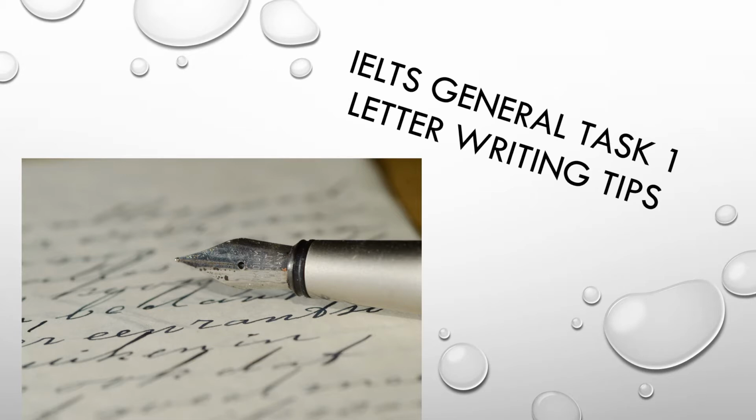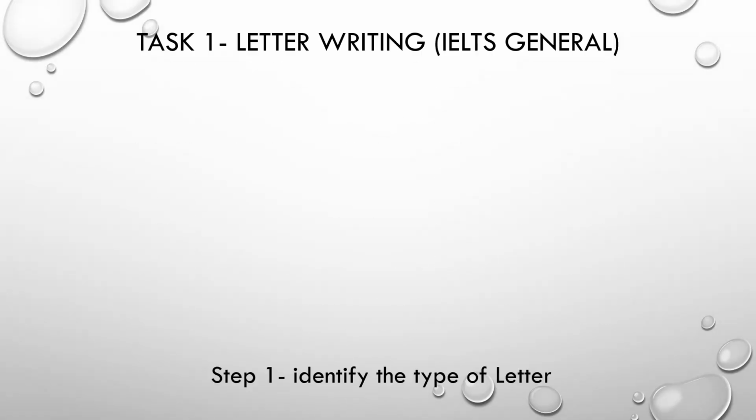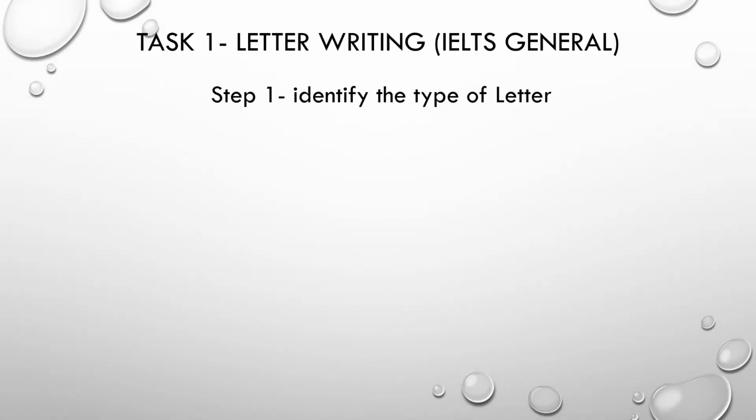Succeeding at any exam requires positivity, preparation, and practice. The IELTS General Writing Task 1 measures your ability to communicate about common practical issues. You have 20 minutes to respond to a question prompt by writing a letter to a person, a company, or an institution. Your response is worth about 30% of your writing score and is graded separately from the Task 2 essay. So let's start with the first pointer and the first step, which is identifying the type of letter.